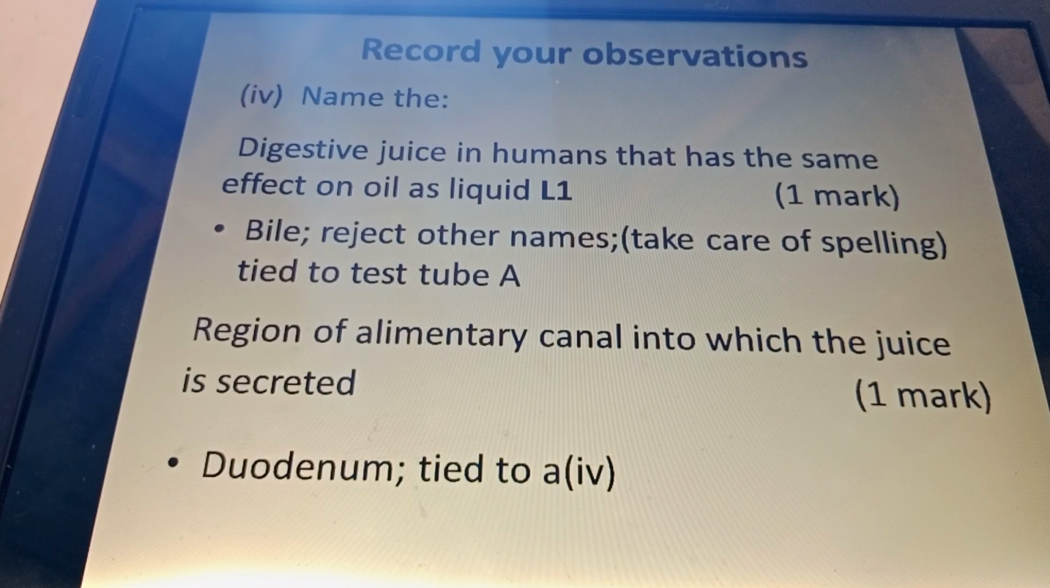Name the digestive juice in humans that has the same effect on oil as liquid R1. This one is bile. Reject other names. Take care of spelling. And it is tied to test tube A. So if you fail test tube A observations, my friend, you are also sunk here. You cannot get the mark. Region of the alimentary canal into which the juice is secreted is duodenum. And this one is tied to bile. So if you fail bile, then you don't get that mark.